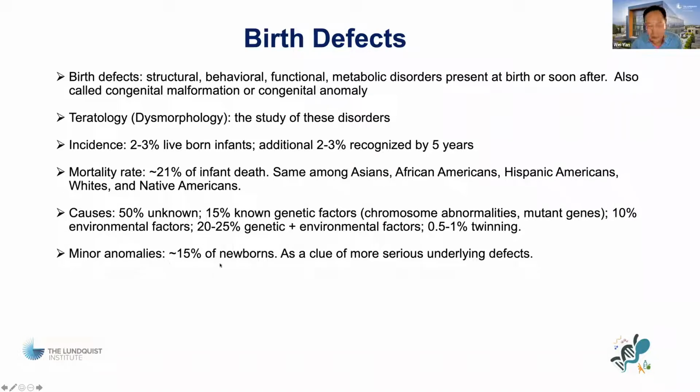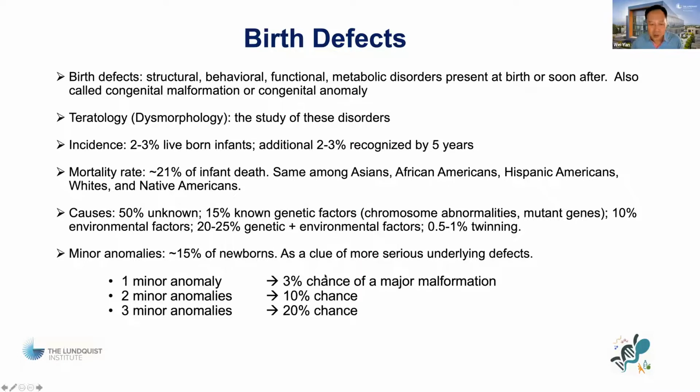So remember, 50% of newborns have minor abnormalities. Some of them are really minor, but there's always some correlation. For example, if you find one minor anomaly in a newborn baby, there is a 3% chance of a major malformation that you're going to find out later on. The same thing, if you have 3 minor anomalies identified at birth, you have a 20% chance of several major malformations, maybe within the internal organs or some major organs.